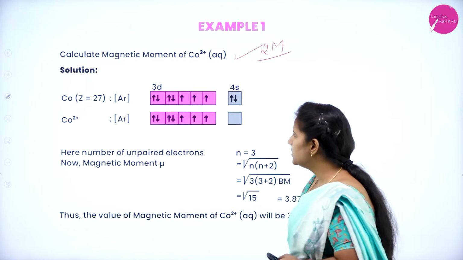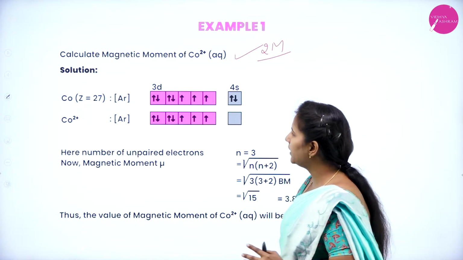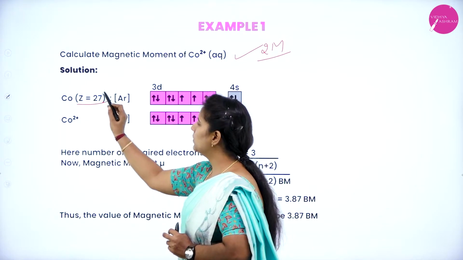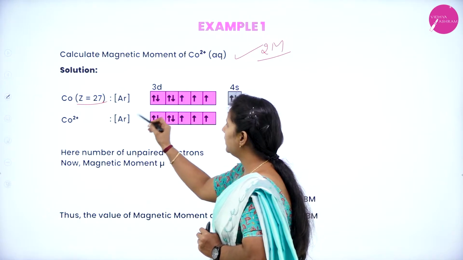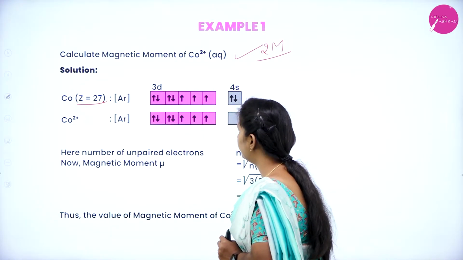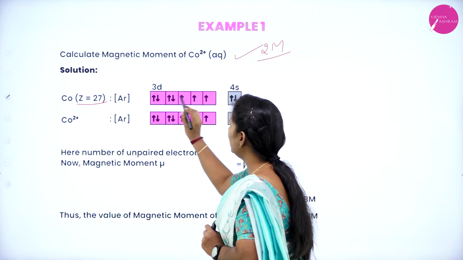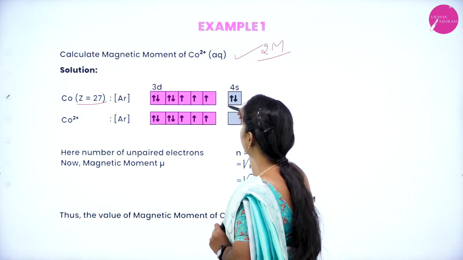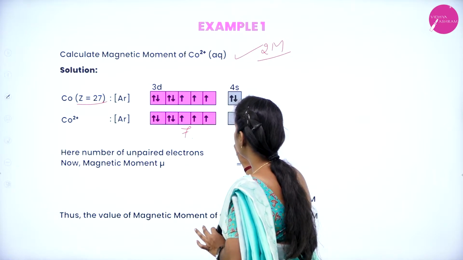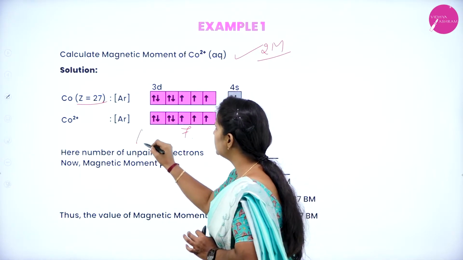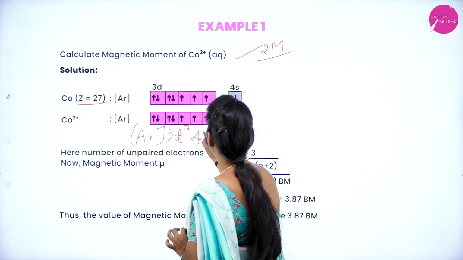It is very simple. First, we need to find out the number of unpaired electrons. How to calculate this? First, I will go with cobalt, which has the atomic number 27, and it is represented as argon 3d 4s. In 3d, we have 7 electrons, whereas in the 4s, we have 2 electrons. Argon 3d7, 4s2.